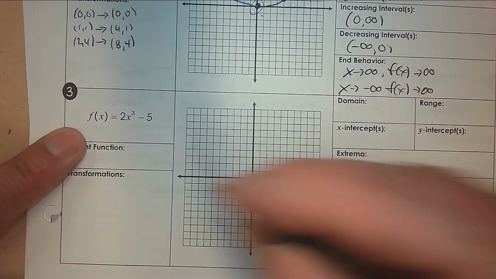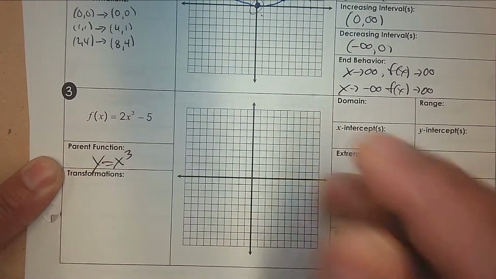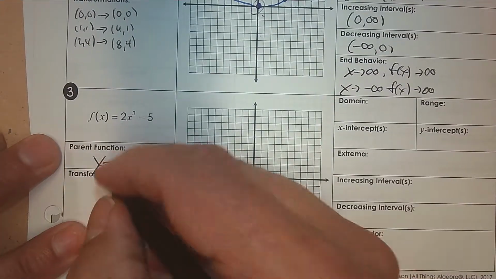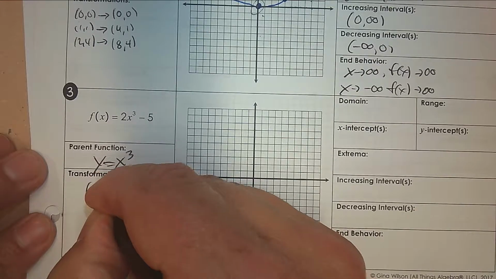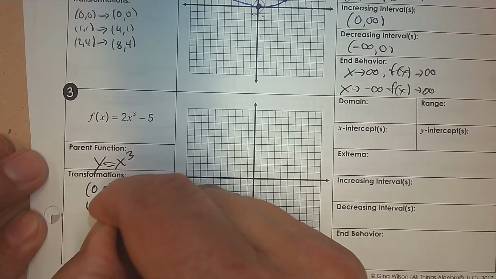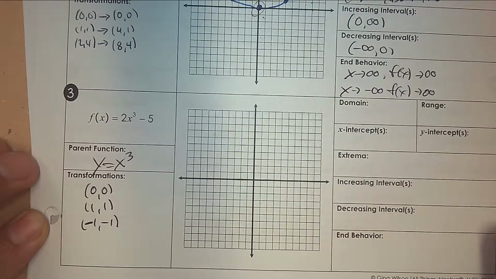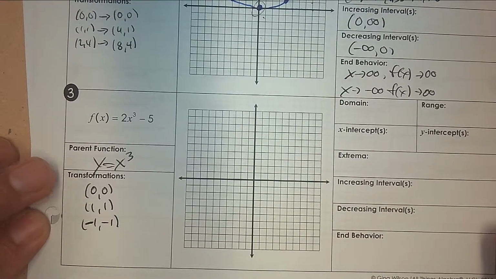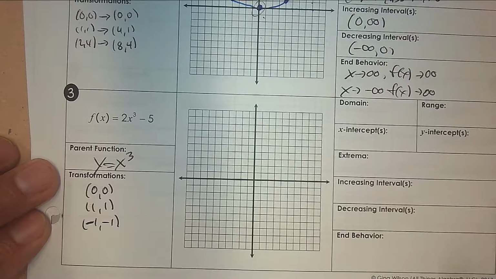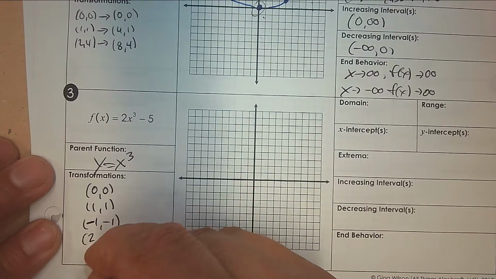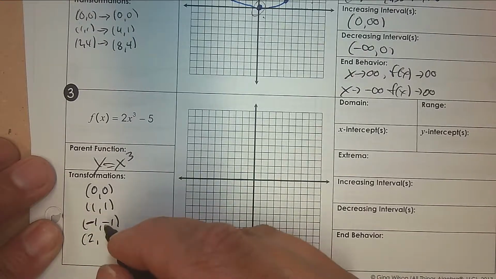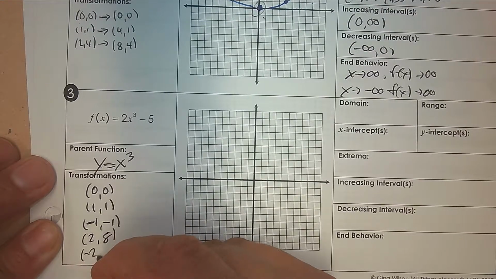What's the parent? X cubed. What are the parent points for x cubed? So I'm going to start with 0, and to get the answer 0. 1 gives me the answer 1. Negative 1 gives me the answer negative 1. I could do more if I want to put in 2 so that I can have a nice graph. 2 cubed is 8, and negative 2 cubed is negative 8.